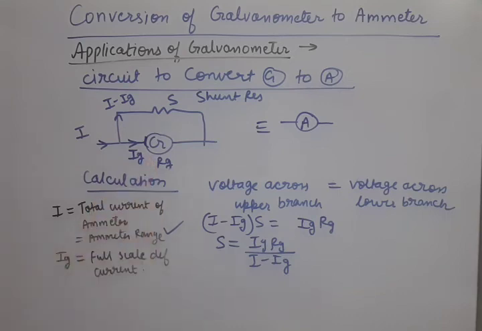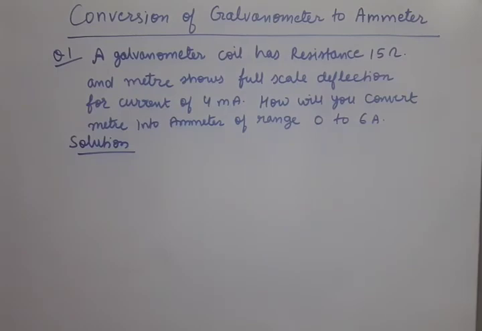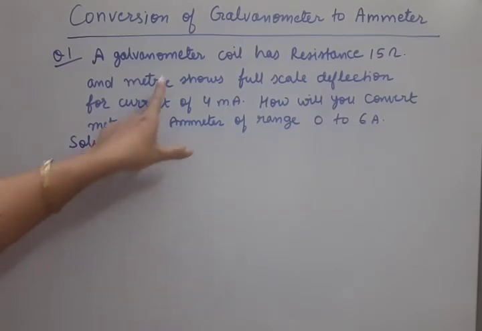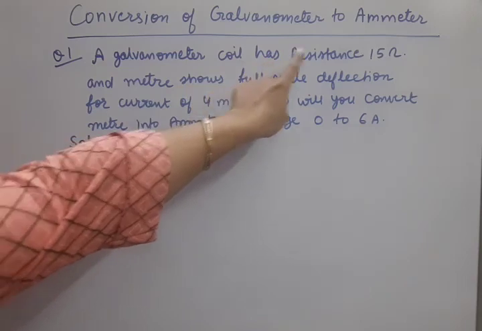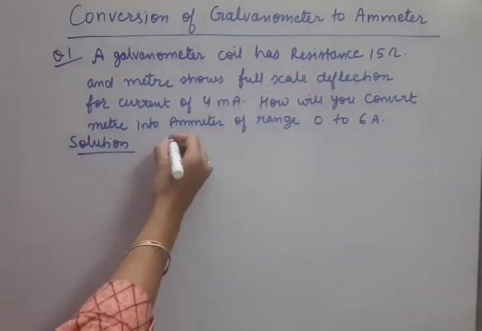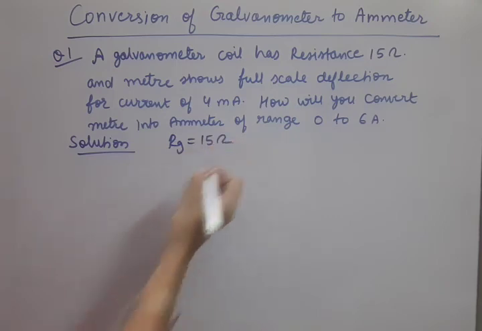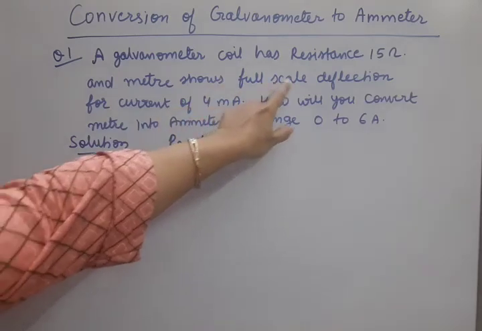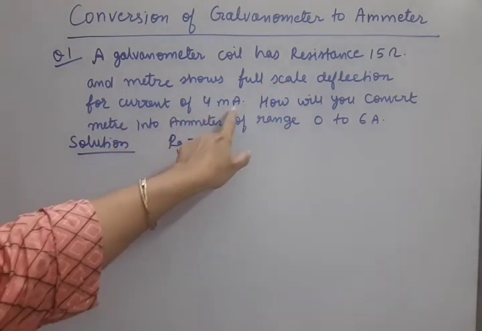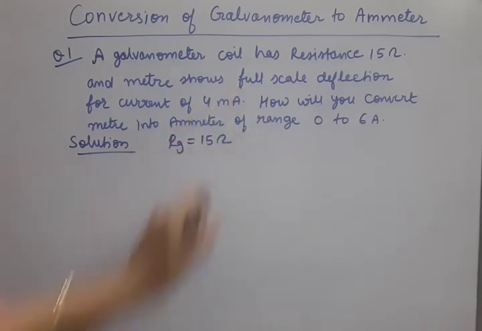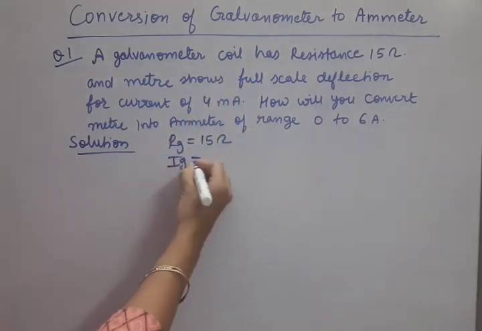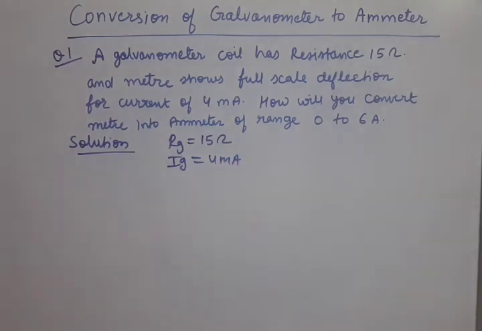Okay, we'll take some practice questions on this topic. Note down this calculation part. Now we have a question from NCERT. Let us understand. The galvanometer coil has resistance 15 ohm. So this is Rg. The galvanometer's resistance is 15 ohm. Then the meter shows full scale deflection for current 4 milliampere. So the full scale deflection current is this, which we denote by Ig. It is 4 milliampere.